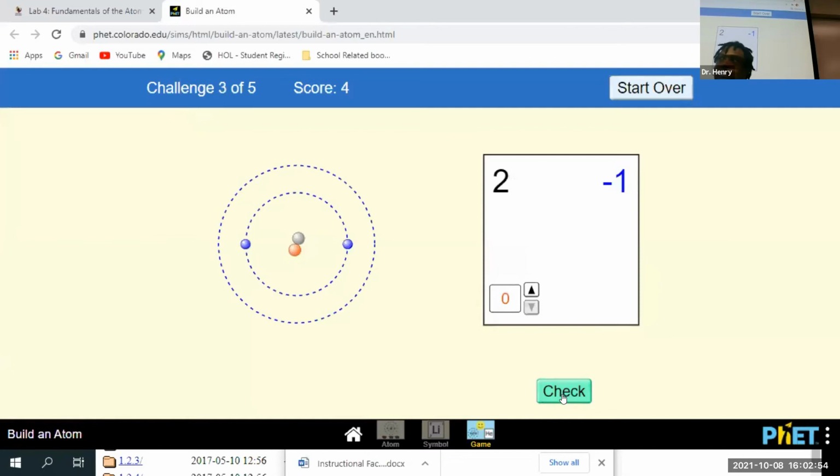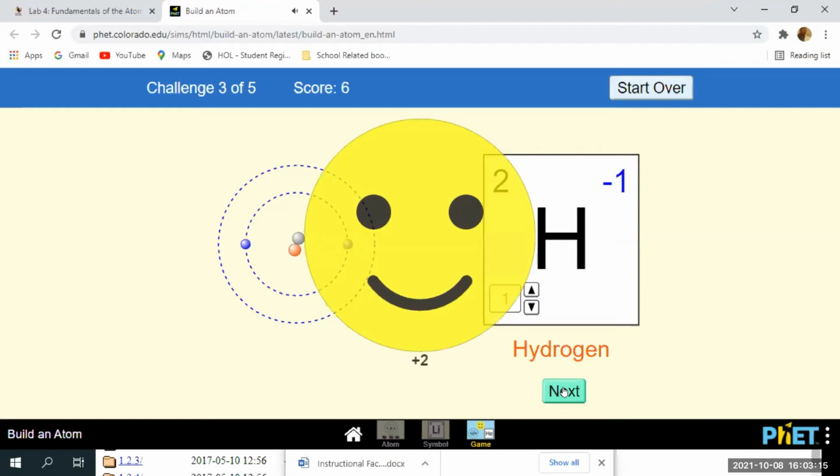One more for the road. Okay, so this one, they want us to determine the atomic number for the hydrogen. It's hydrogen. So what is the atomic number for hydrogen? 1. Okay. So the key is that the atomic number defines what the element is as well. Good job. Okay, piece of cake?